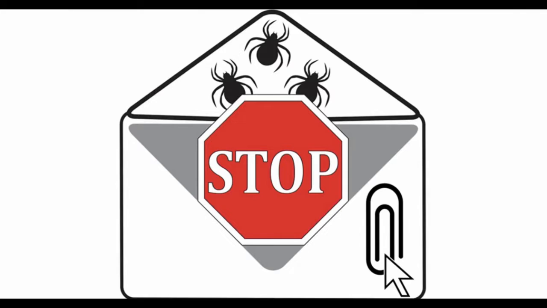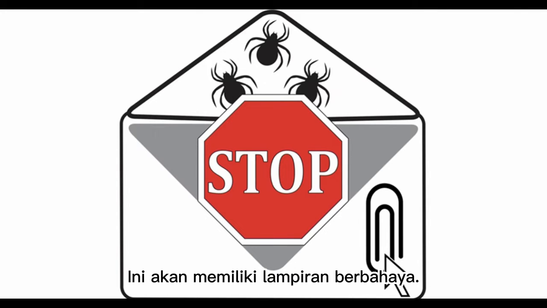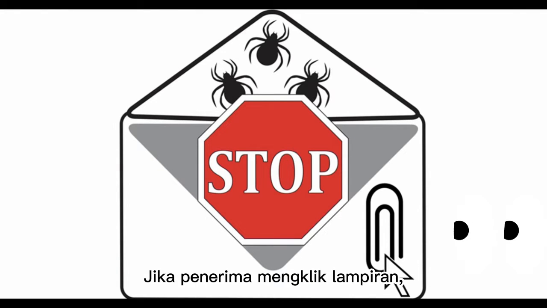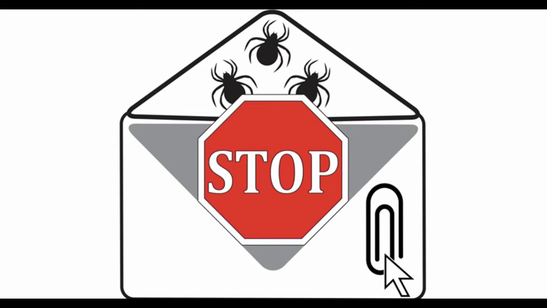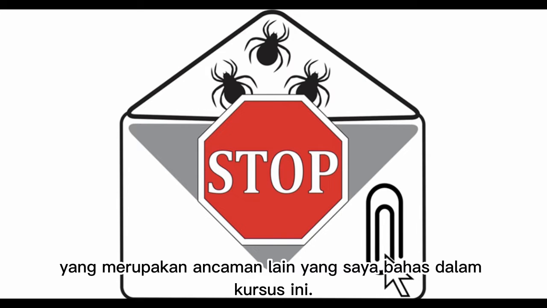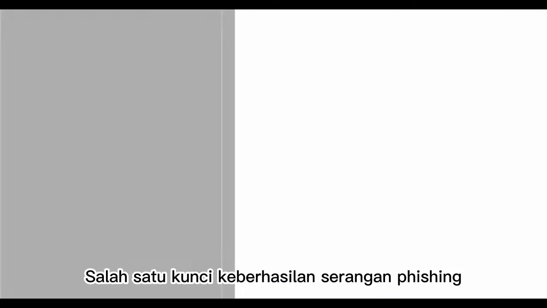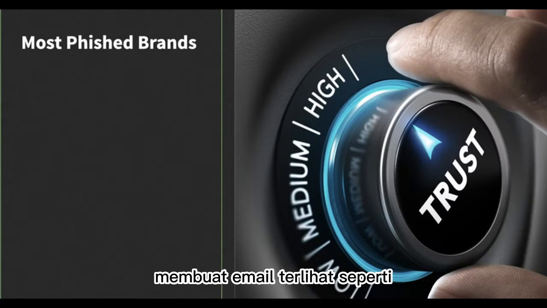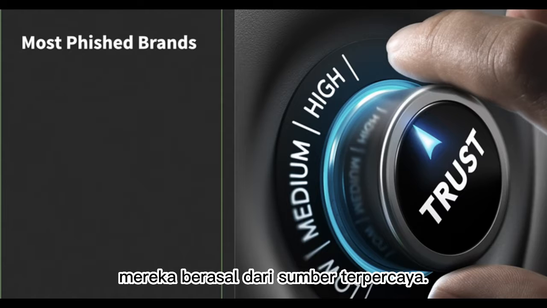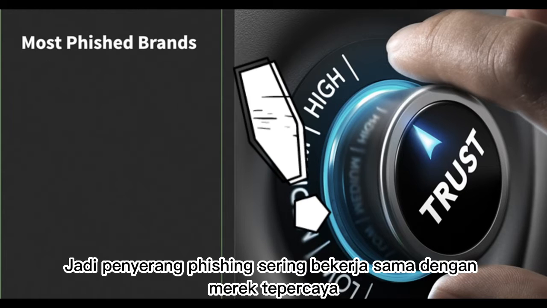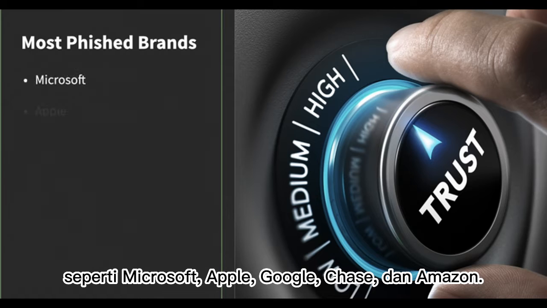In some cases, the phishing email won't have a link, it will have a malicious attachment. If the recipient clicks on the attachment, it will often attempt to install ransomware, which is another threat I cover in this course. One of the keys to a successful phishing attack is making the emails look like they came from trusted sources. So phishing attackers frequently co-opt trusted brands like Microsoft, Apple, Google, Chase, and Amazon.